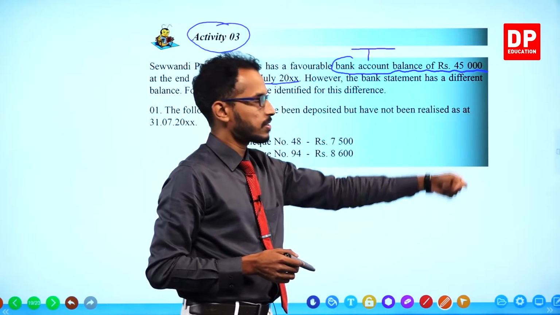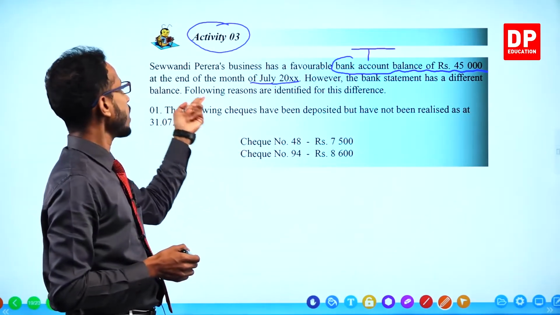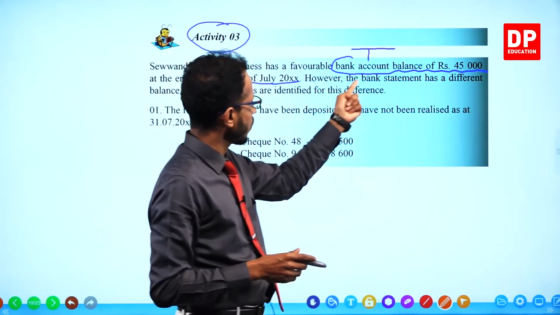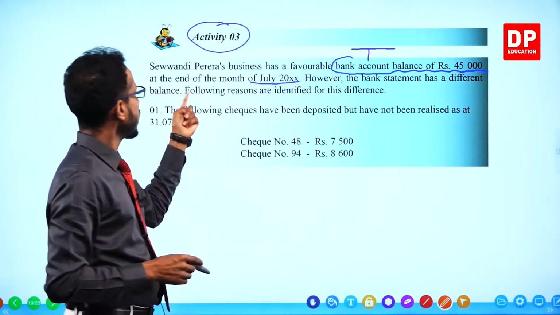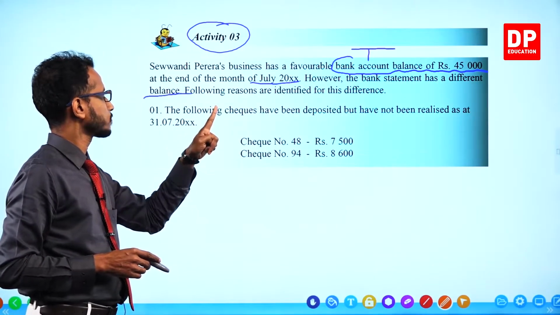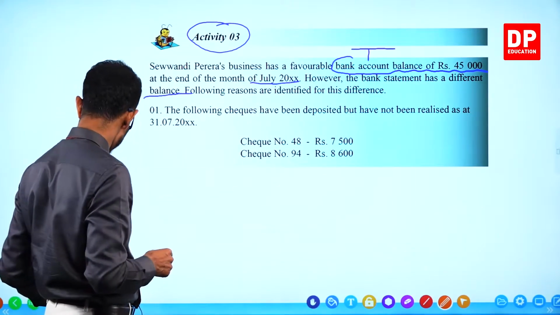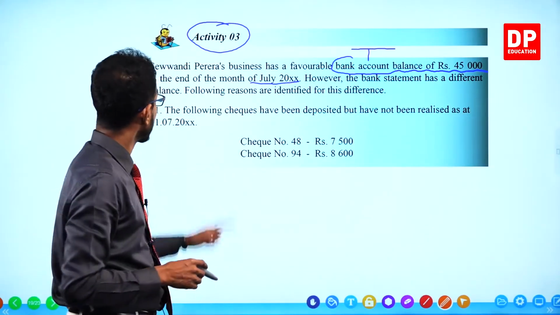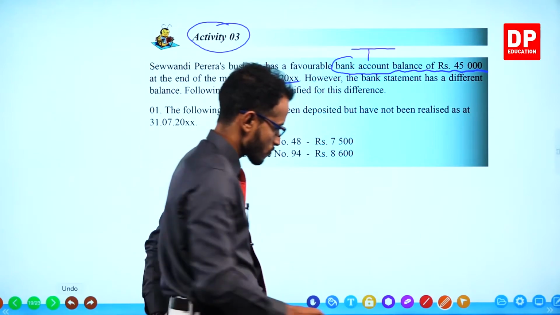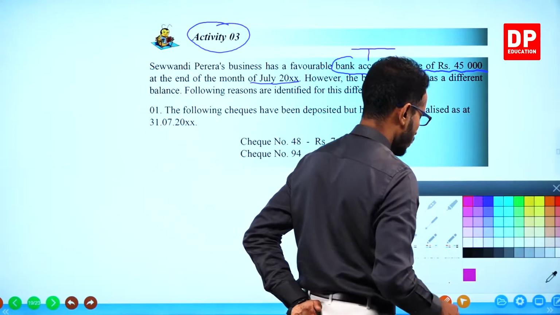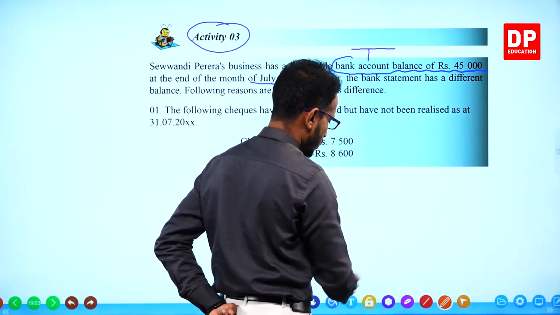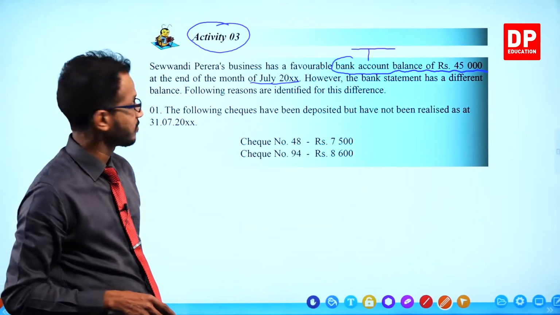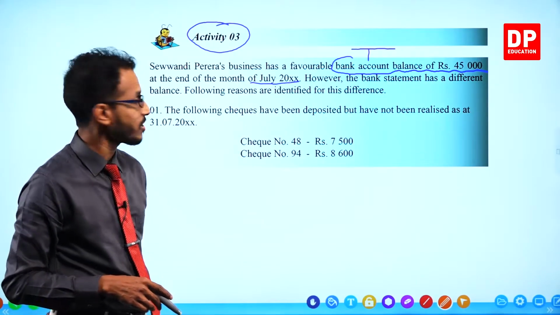However, the bank statement has a different balance. That is the problem. The following reasons are identified for this difference. We have some reasons here. Some reasons are given. Let's check out the reasons.